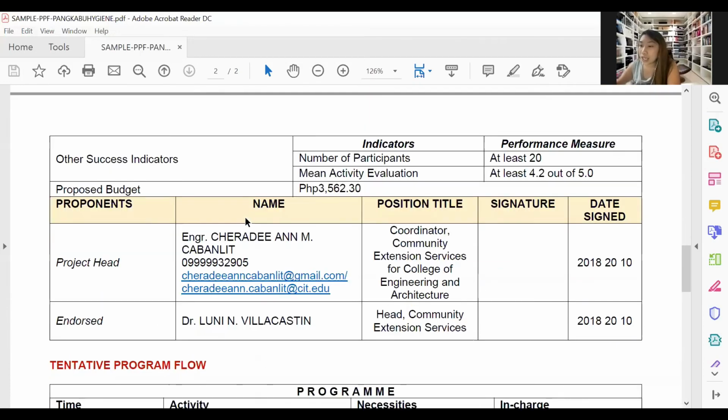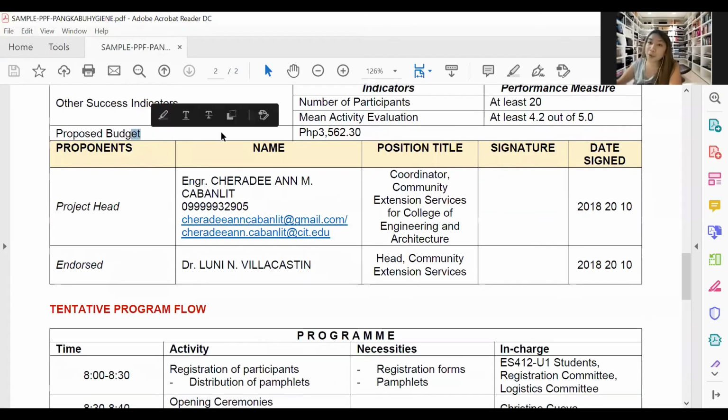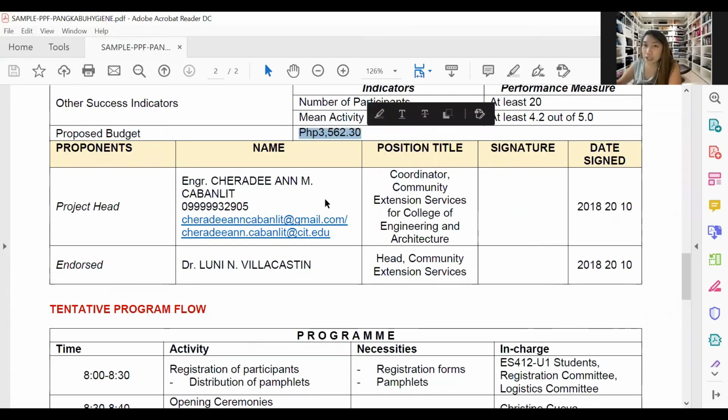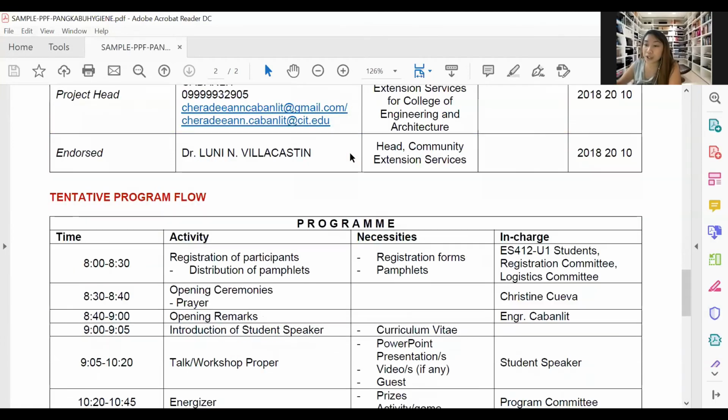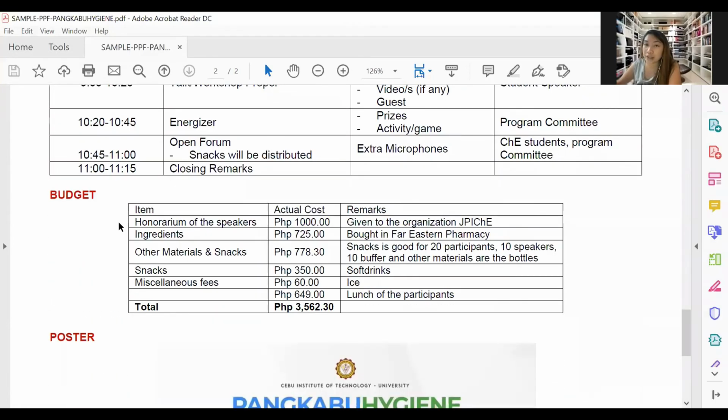Okay. And then other success indicators, meaning we can say that the project is successful if the number of participants will reach at least 20, and the mean activity evaluation will be 4.2 out of 5.0 rating. So for the proposed budget, as much as possible, if you specify the number, you have to provide a breakdown. So this was the breakdown that I did.